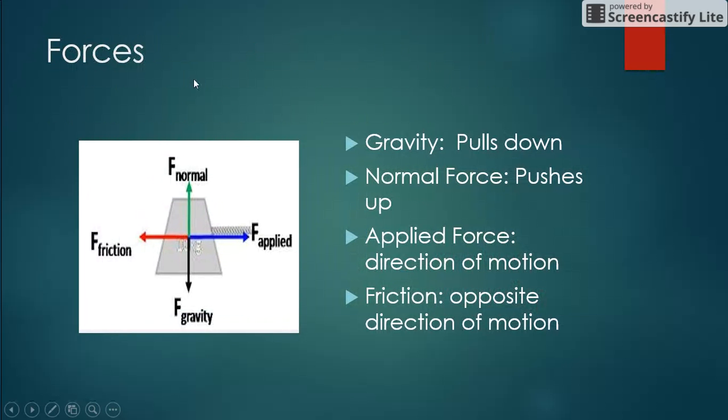For our forces, I know that gravity is the force that always pulls down. It's the downward arrow. My normal force is the force that pushes up from the ground, so that's always the up or green arrow. My applied force is always in the direction of motion, so whichever direction my object is moving, right now it's moving to the right, my applied force is going to be to the right, and friction is in the opposite direction of motion. So I know that if my object is moving to the right, friction is going to be moving to the left.